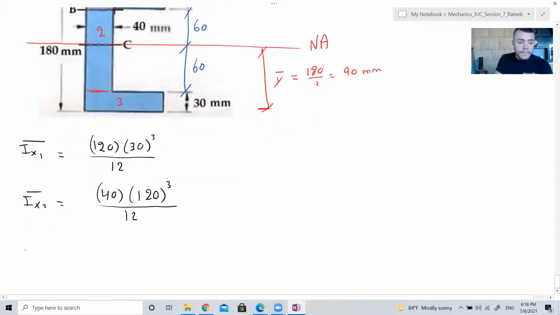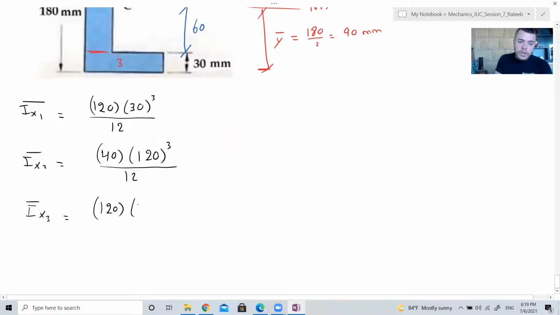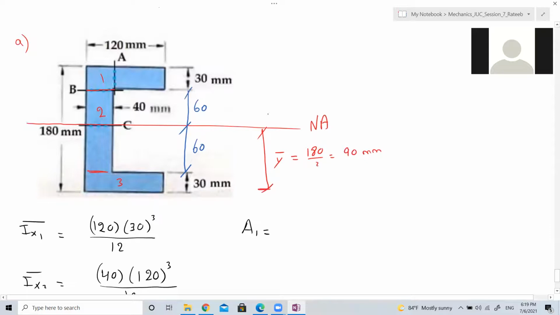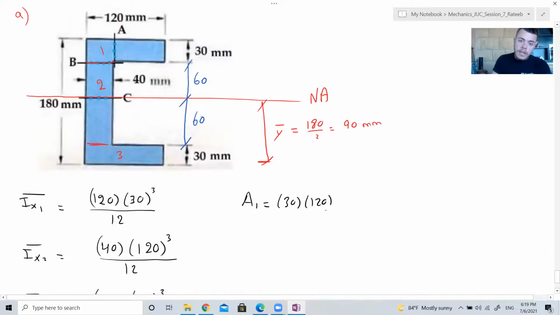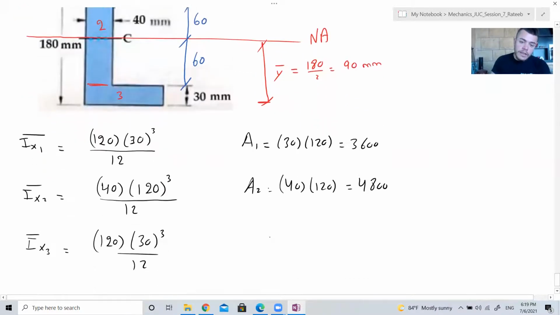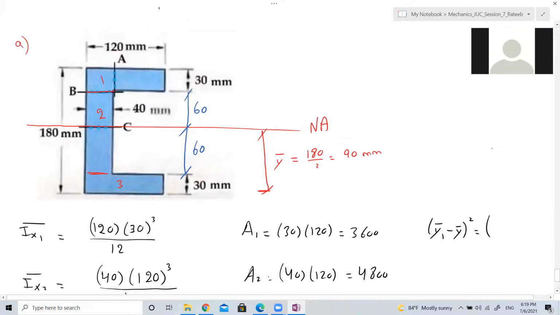Do you agree, guys? Yes. I bar x3. What's I bar x3? Same as I bar x1, so 30 cubed times 120 over 12. What is area 1? It's 30 times 120, which is 3600. Area 2 is 40 times 120, which is 4800. And area 3 is the same as area 1, which is 3600. Then we have y1 bar minus y bar squared. What is y1 bar?